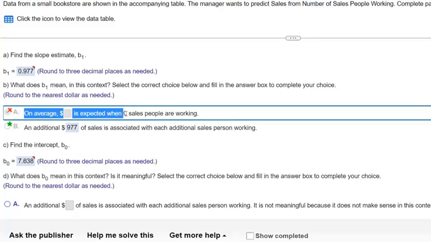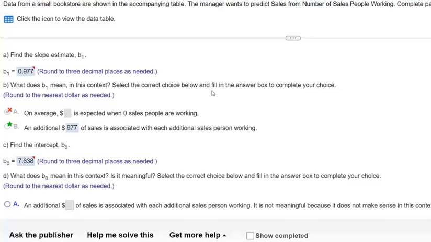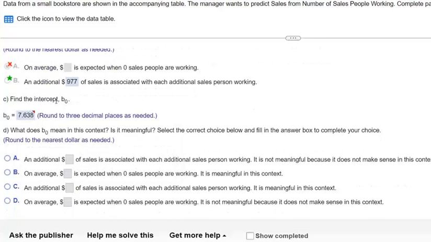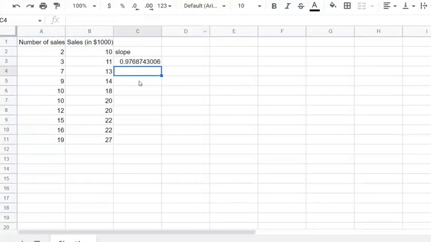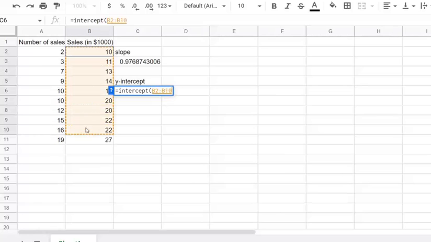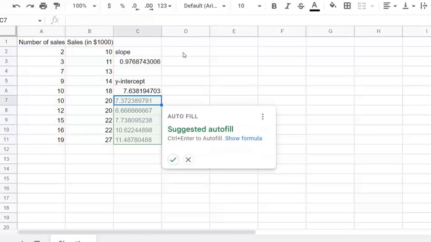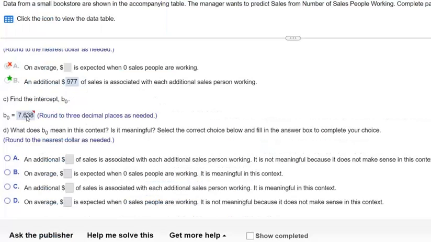This answer here, when zero salespeople are working, that's the y-intercept. That's the other part of the least squares regression equation. So when x is 0, the y value is the y-intercept, which is the b sub 0. And actually, that's what they're asking us to find here, b sub 0. So to find the y-intercept, which is b sub 0, you just need to do the same thing, except type in intercept. And click and drag the y variable first, comma, click and drag the x variable. 0.7638 is what I got, which is what they got, okay?